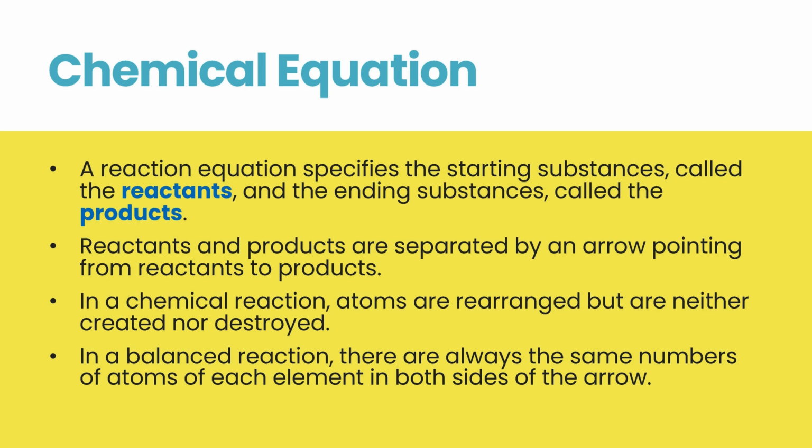It has the same number of atoms of each element on both the reactant side and the product side. How do we balance them? You add coefficients, numbers in front of the chemical formulas. You tweak these coefficients until the atom counts match for every element. You never change the subscripts within a formula because that would change the substance itself.